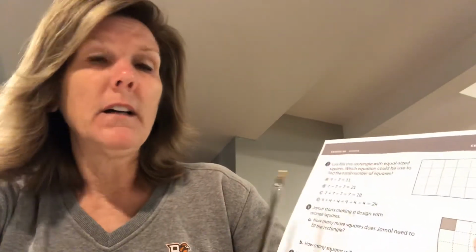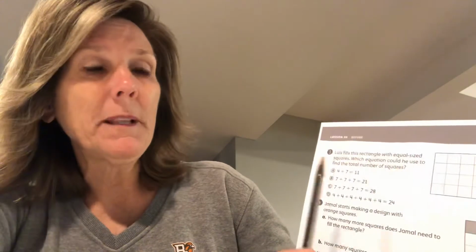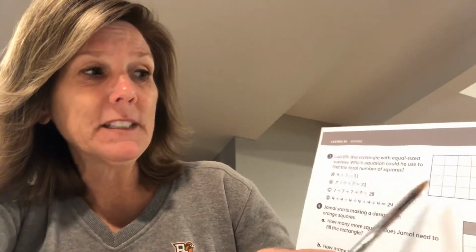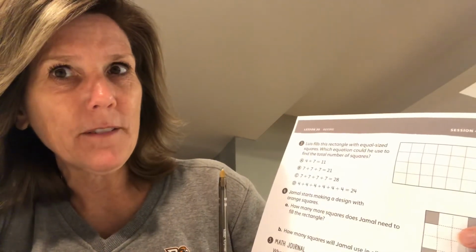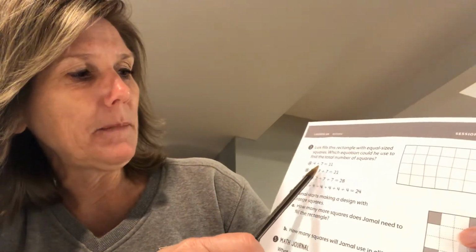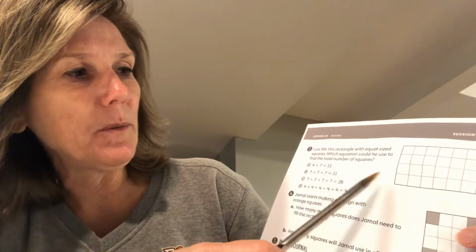So an equation is a number sentence. Remember, sometimes on that third grade test, they use a lot of different terms that mean the same thing. So would it be 4 plus 7 equals 11? Well, when I look at this, I think there's more than 11 squares. So remember, your answer here has to be the total number of squares here. Would it be 7 plus 7 plus 7 equals 21?